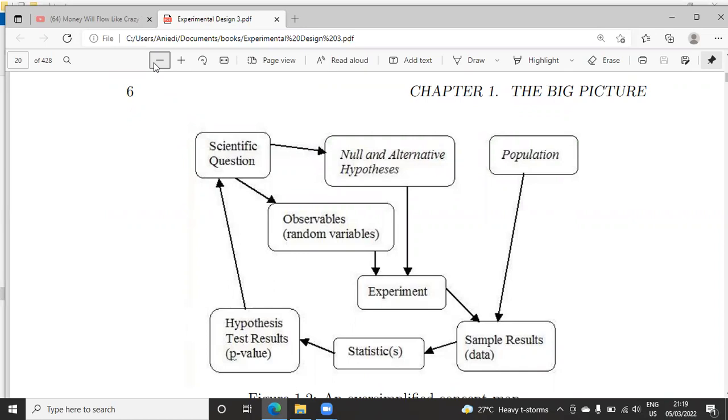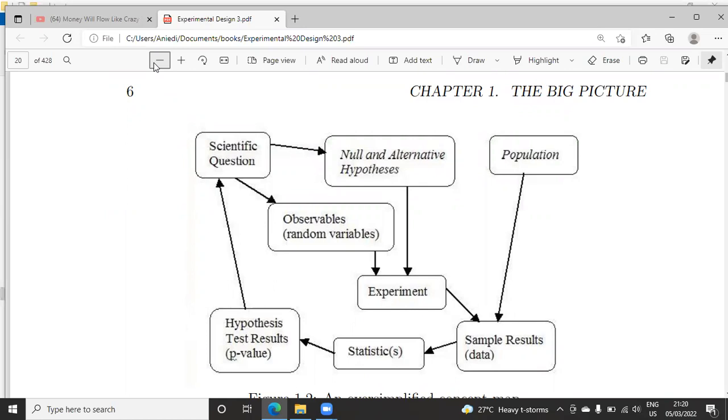Yesterday, we tried to explain what we call experimental units and measurement units. I don't know if you watched that video. I started watching it, but I didn't finish it.